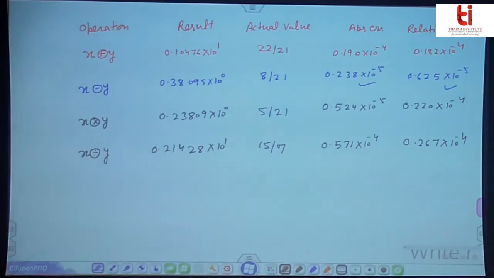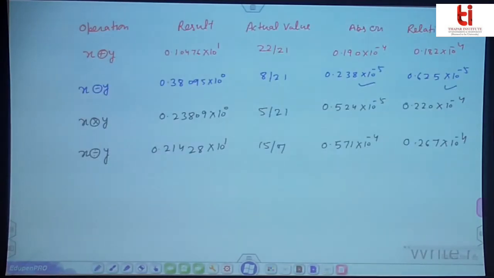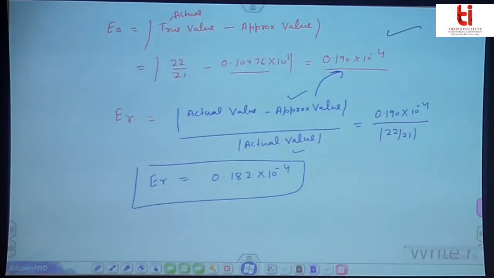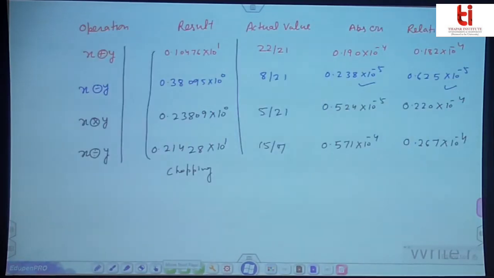Okay. Next is, if you compare just the results, these are all operations we are using: simple addition, subtraction, multiplication, division. Here we are getting all these values after applying these operations using chopping, that we have already discussed, and these are the actual value and absolute error that we computed, as we have done in this example. Okay, so verify your result by doing the calculation by yourself.